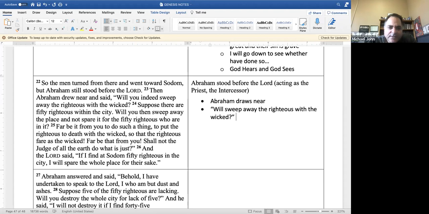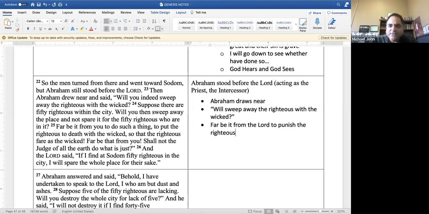So he's appealing now to the righteousness of God, which requires that, yes, the wicked should be punished, but the righteous should not be punished with the wicked. So this is the idea of, far be it from the Lord to punish the righteous. So there needs to be a distinction. He's not talking about the perfect.